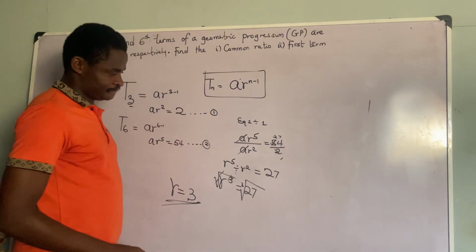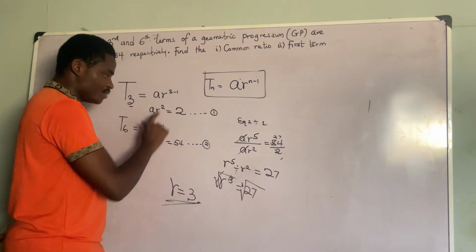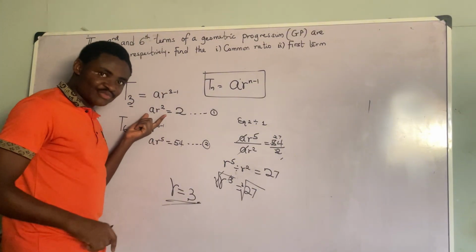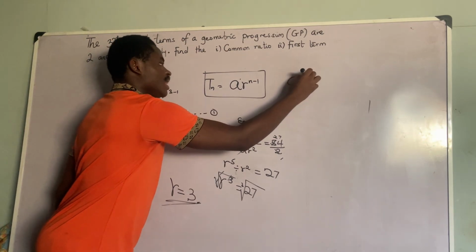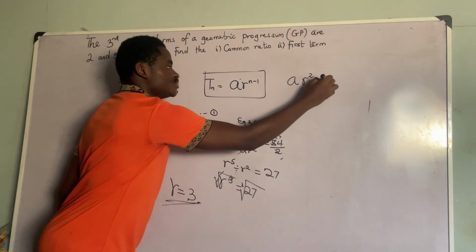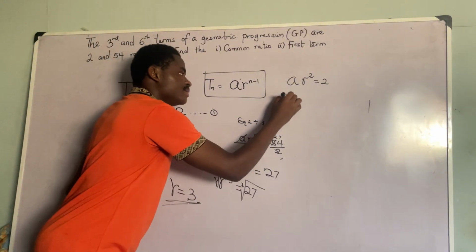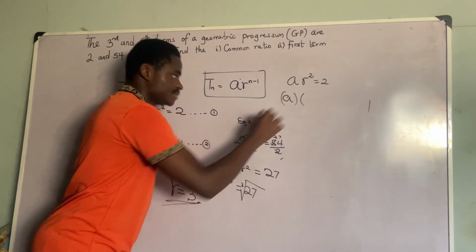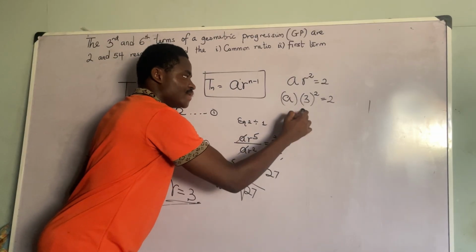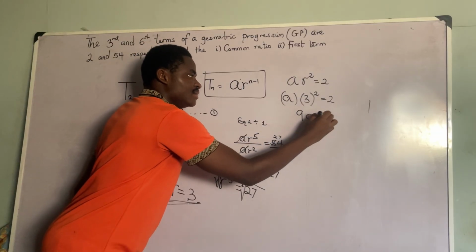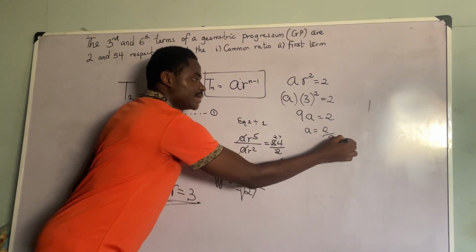This is for r. Now to solve for a, knowing r, you can replace it in any of these two equations. So I come back to equation 1. In equation 1, we have ar^2 is equal to 2. Now we know r is 3. So we're going to have a times 3 squared is equal to 2. So 3 squared is 9. So we have 9a is equal to 2, and a is 2 over 9.